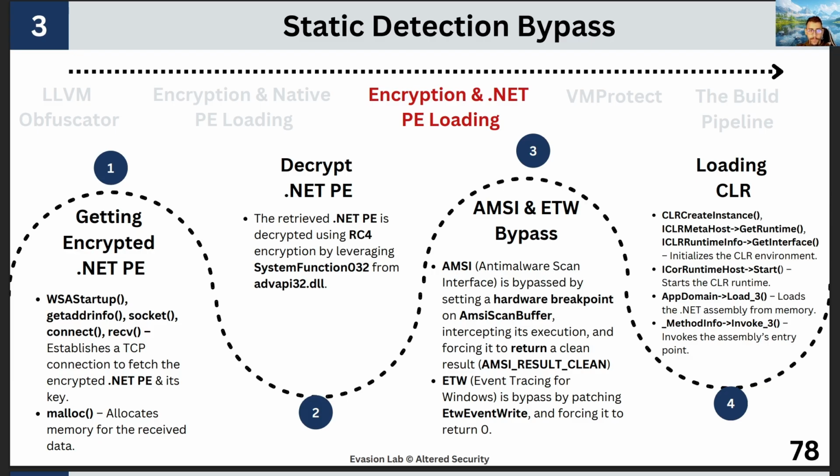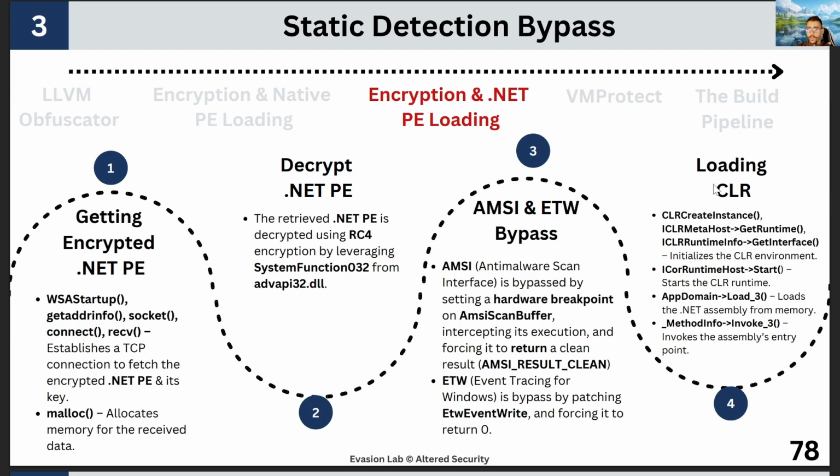Then the ETW bypass. ETW is a telemetry and logging system in Windows used for tracing system events, including security-related ones. Bypassing ETW is done by patching EtwEventWrite, the function responsible for logging events, and forcing it to return 0, effectively disabling security logging.